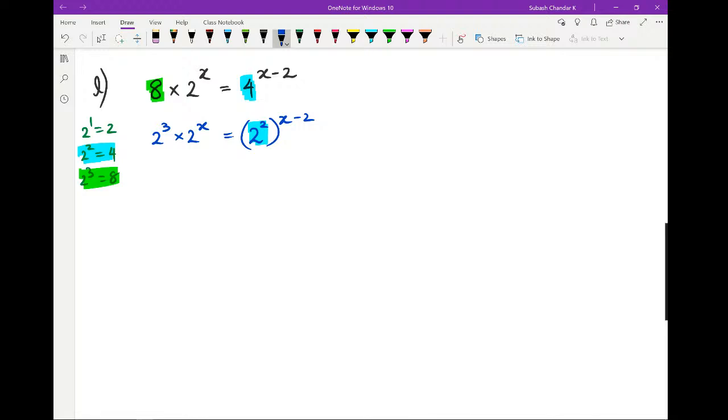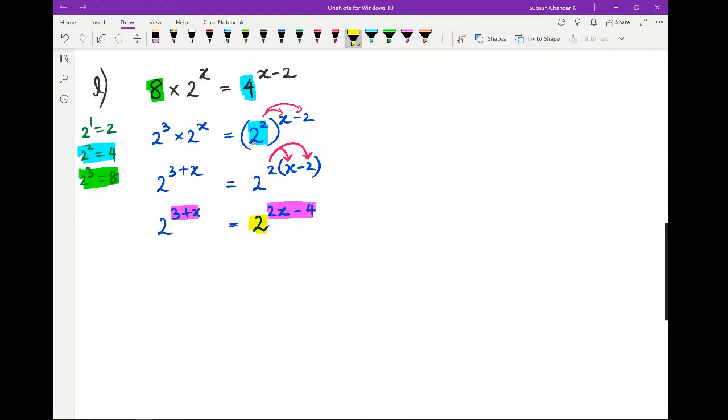Cool. So at this point, what we've got is 2 to the power of 3 plus x. Now this 2, we've got to multiply it, we've got to rewrite it like that. So we're going to rewrite this as 2 to the power of 2 times x minus 2. And so we get 2 to the power of 3 plus x equals 2 to the power of, now we've got 2 times x, which ends up being 2x, and then 2 times negative 2, which equals minus 4. So at this point we can say the powers are equal to each other because we've got a base of 2 and 2.